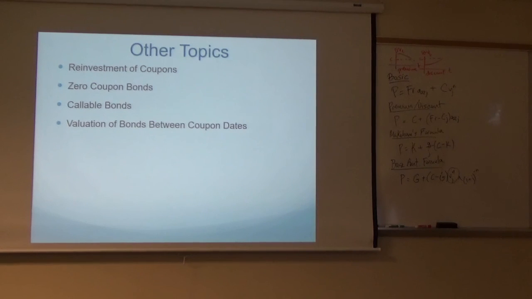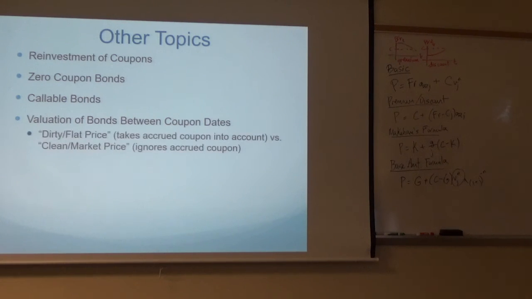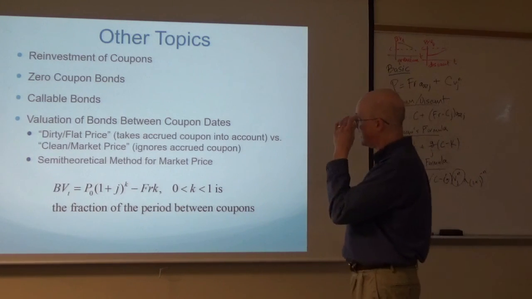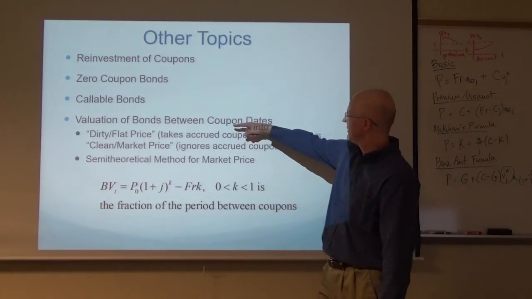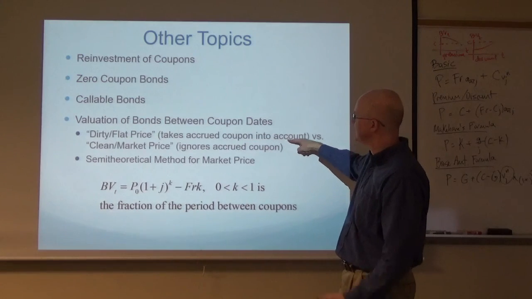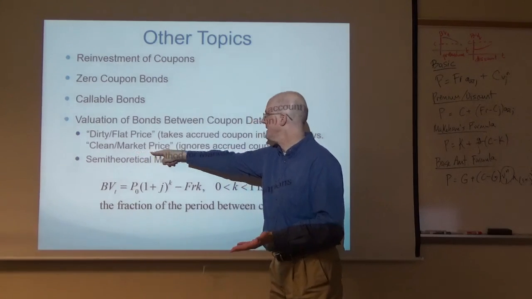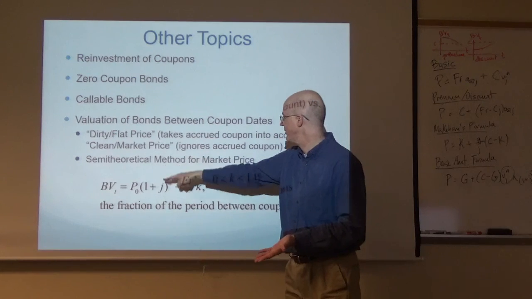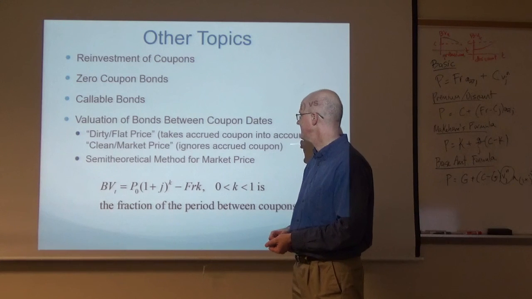And you can talk about valuation of bonds between coupon dates. The main thing you should know as of 2017 in terms of doing problems where you are evaluating between coupon dates is to use something called the semi-theoretical method to find the so-called marketplace price or clean price. There's a dirty or flat price that takes accrued coupons into account and is actually more related to the money that changes hands. There's something called the clean or market price, which is kind of a simpler concept. It ignores the accrued coupons, and you can use this formula here, the semi-theoretical method, to find the market price.